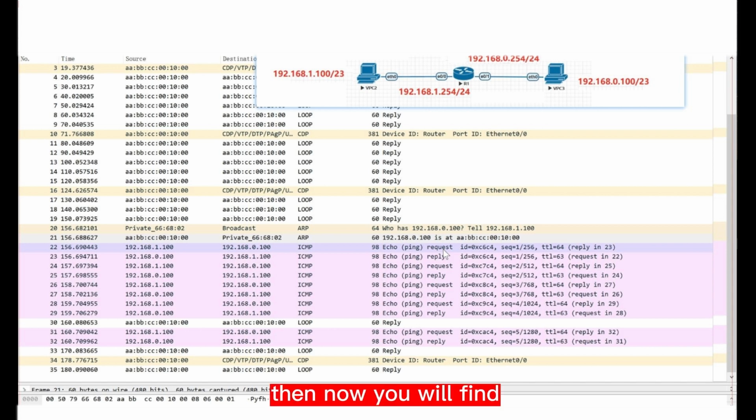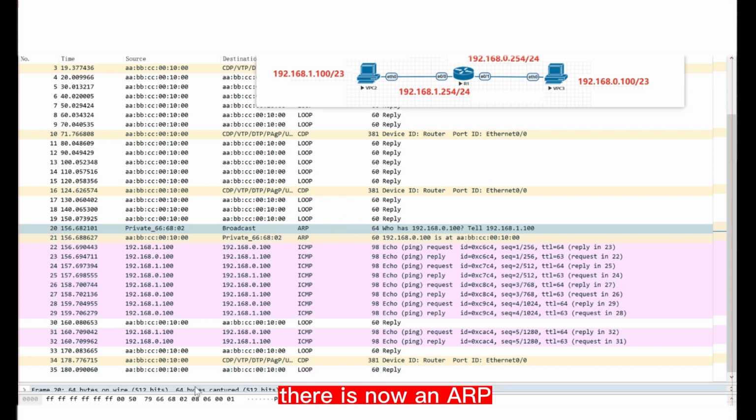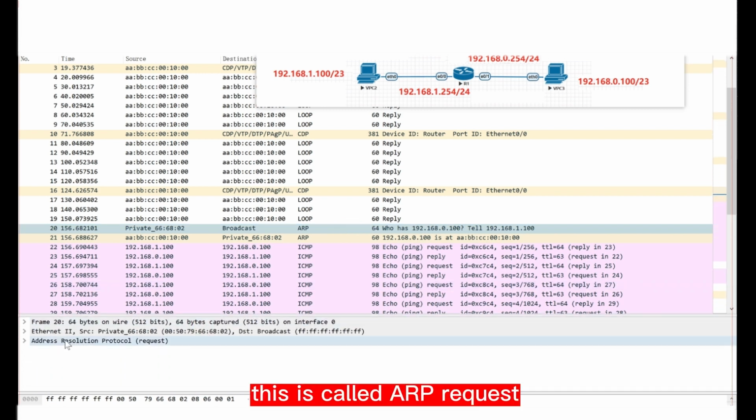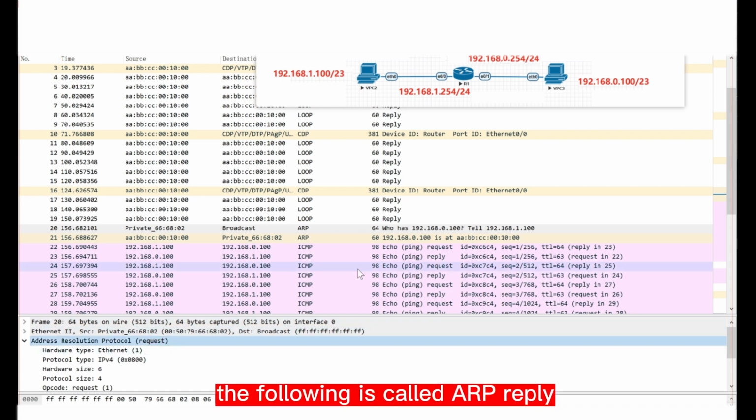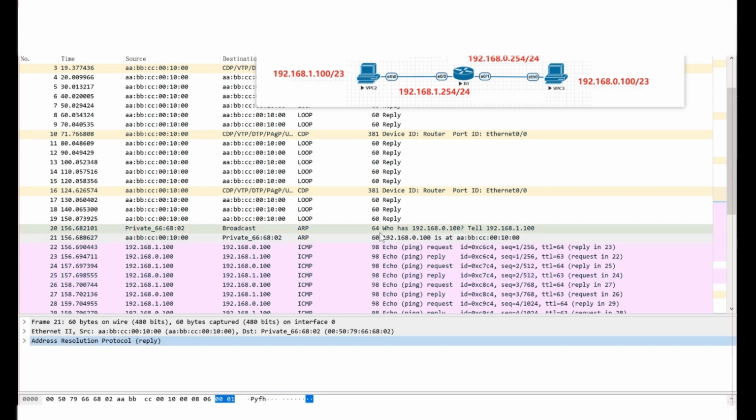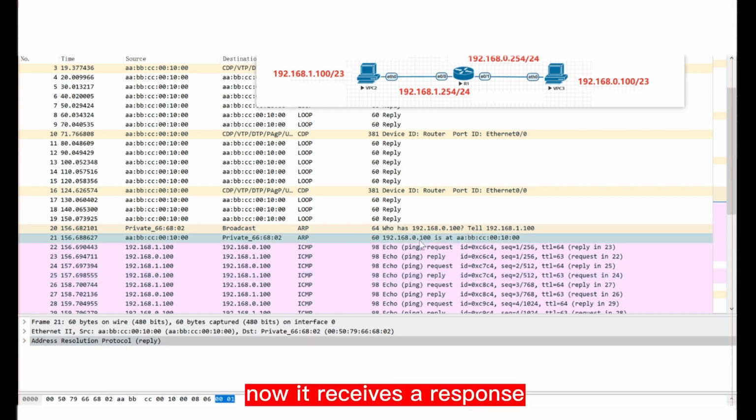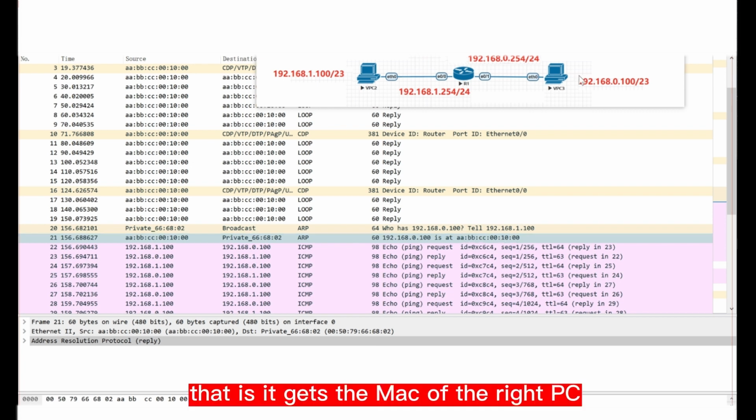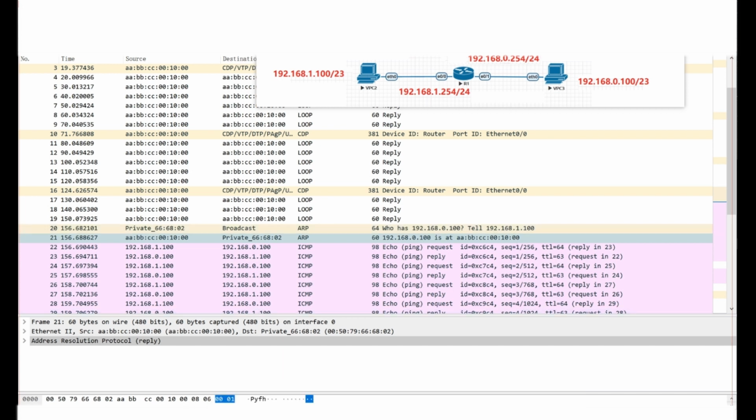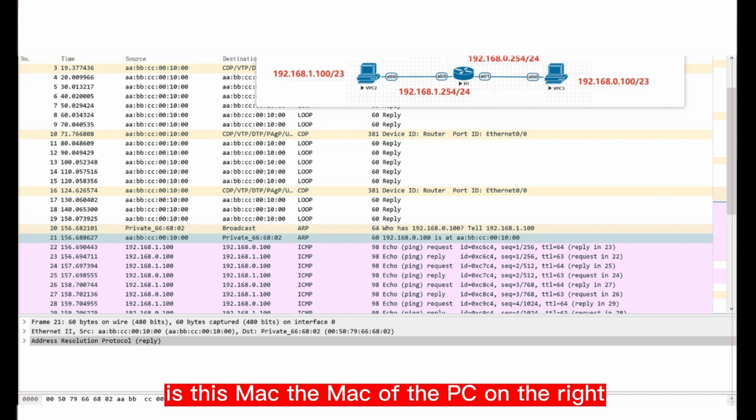Then now you will find the device got a reply. There is now an ARP request, which is a request message. The following is called ARP reply, which is a reply. Now it receives a response, and it got the MAC address of 0.100. That is, it gets the MAC of the right PC. Let's take a look. Is this MAC the MAC of the PC on the right?